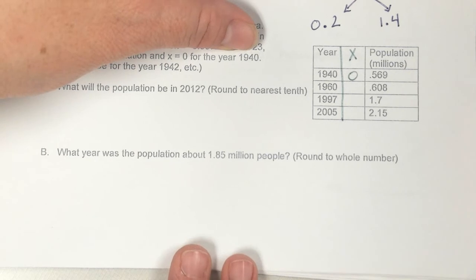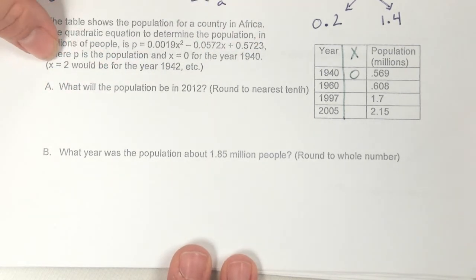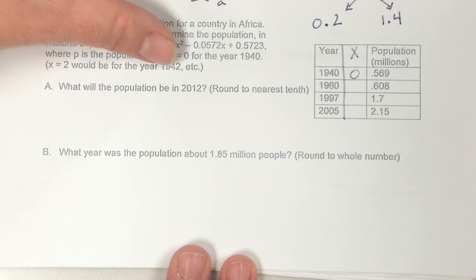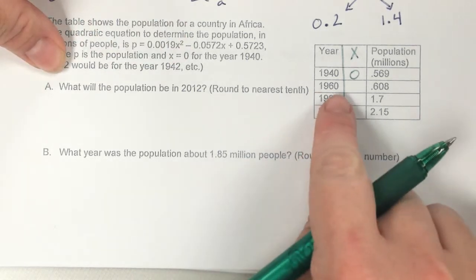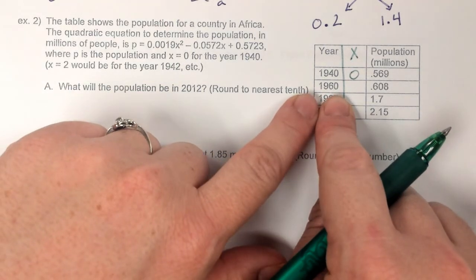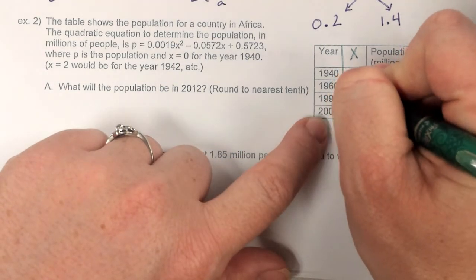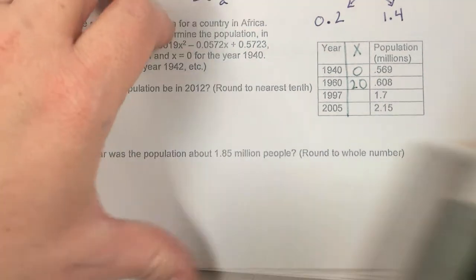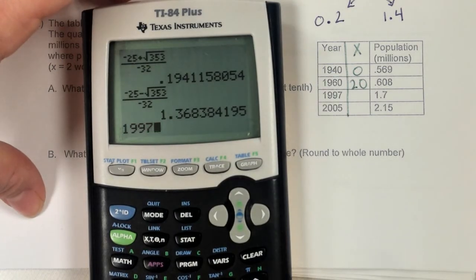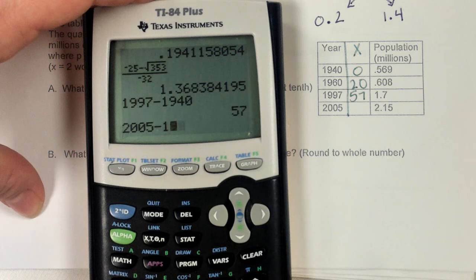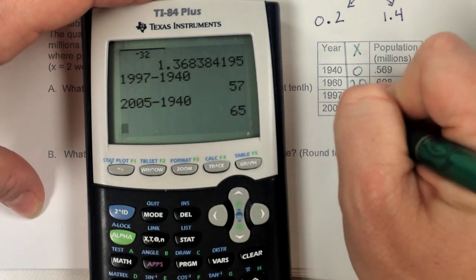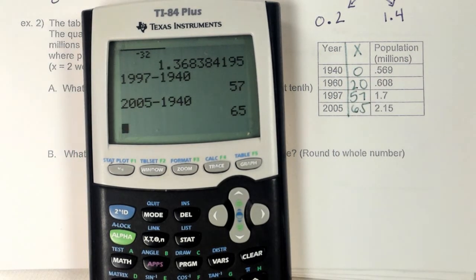Okay? Yes. X equals 2 would be for the year 1942. So it's how many years past 1940? Well, how many years past 1940 is 1960? 20. What about 1997? Well, if you don't know, you can do 1997 minus 1940. That gives me 57. 2005 minus 1940 gives me 65. Does that make sense? How many years past 1940?